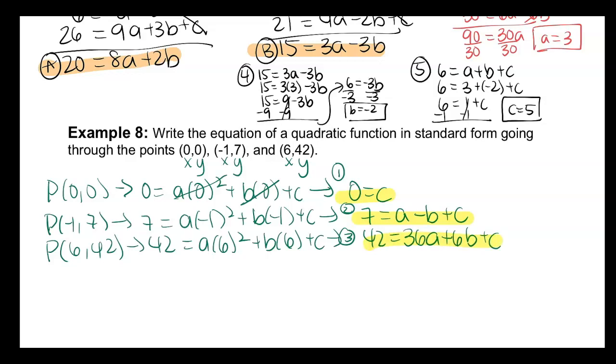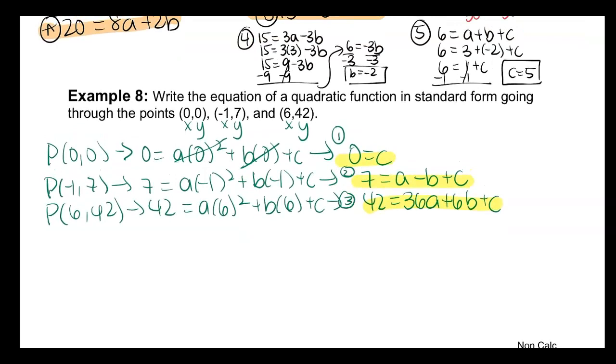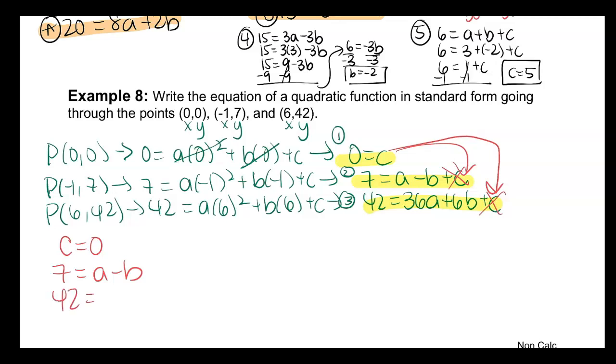Think about it though, guys. If c equals 0, what can we do with that? We have a c here, we have a c here. Let's try plugging it in. When you substitute it in, it will turn your system into c equals 0. When you substitute in 0 here, that's just going to go away, so you're going to have 7 equals a minus b. And if you plug c in here, that's going to cancel. So you're left with 42 equals 36a plus 6b. This is the system you're solving.